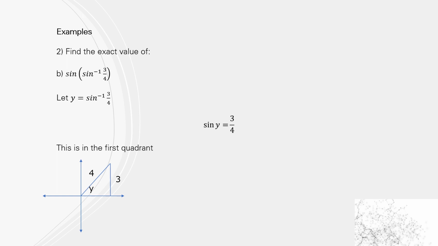For our second one, sin of sin⁻¹ of 3/4. So we let y equal sin⁻¹ of 3/4. So sin y is equal to 3/4. Set up your triangle, that's in the first quadrant. So that's opposite over hypotenuse. We'll find the short side using Pythagoras. So we find the shorter side, that's the square root of 7.